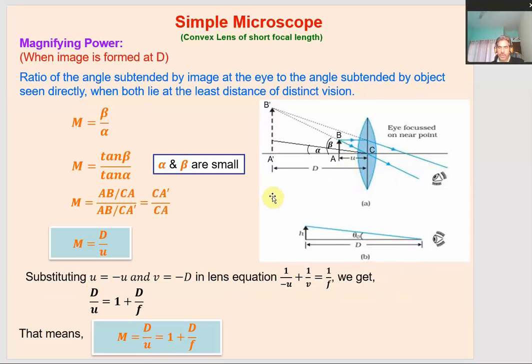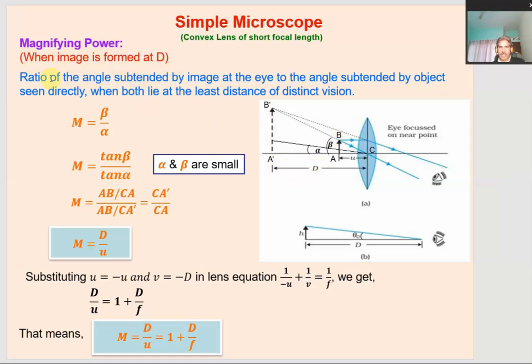Now, in order to calculate the magnification, in this particular case, for example, whenever the final image is formed at the least distance of distinct vision, the magnification is called the angular magnification or magnifying power. We will discuss these in two cases. The first case is when the final image is formed at the least distance of distinct vision, which we generally represent with capital D. So what is the magnifying power of a simple microscope in that particular situation?